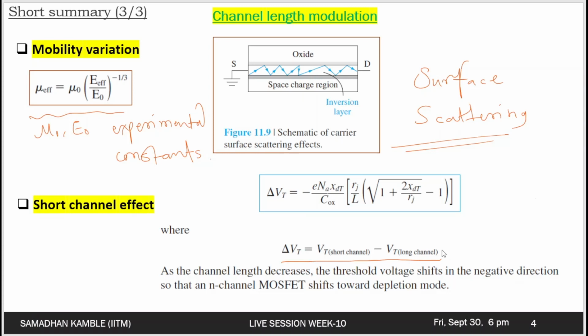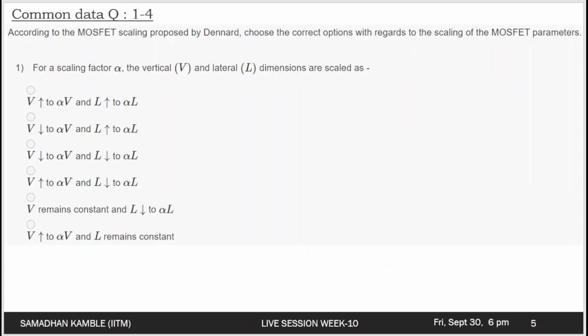And you can see here that as the channel length decreases, the threshold voltage shifts in the negative direction, so that an N channel MOSFET shifts towards the depletion mode. Okay, so I think this brings me to the end of the short summary, and we can now move on to the assignment problems.